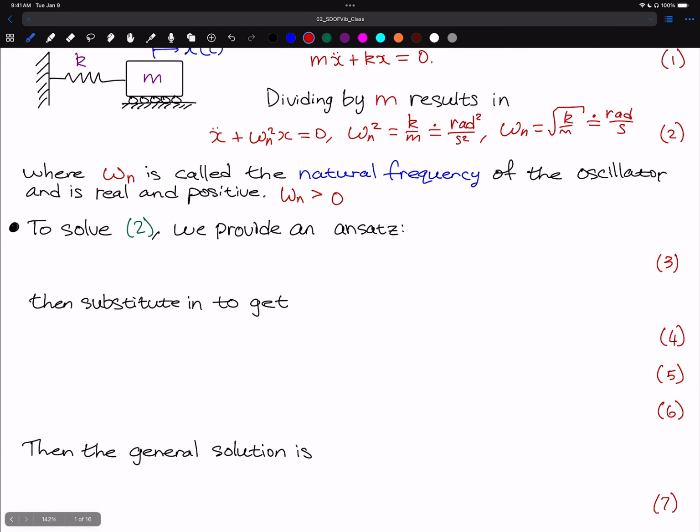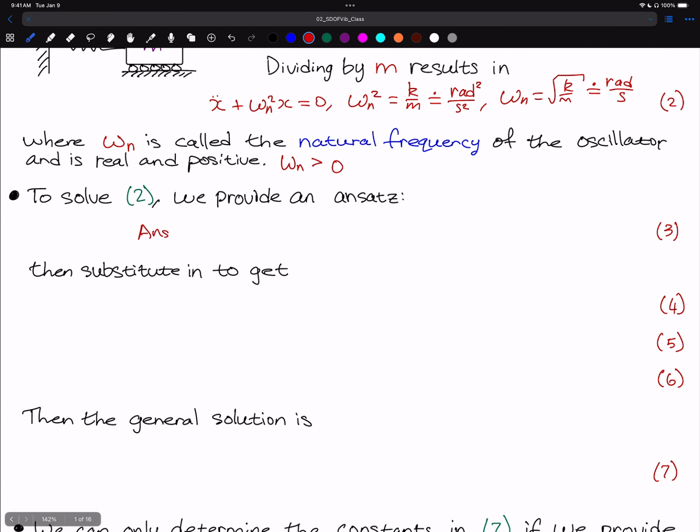So our Ansatz, that's our educated guess, is going to be that x of t is equal to some quantity. Let's just use capital A times e to the lambda t, and then we can take the first derivative and then the second derivative, and we'll find here x double dot will be equal to lambda squared A times e to the lambda t.